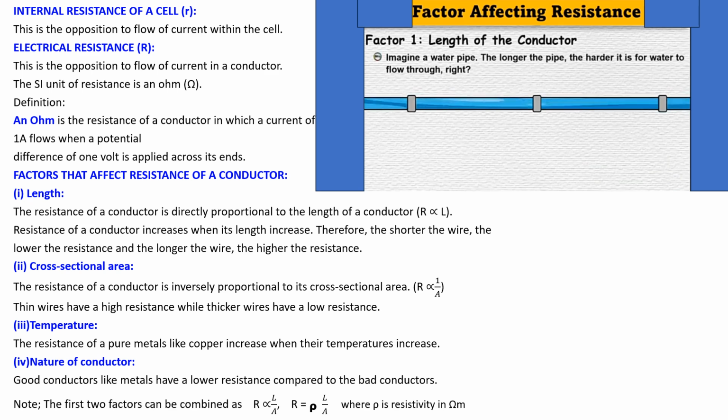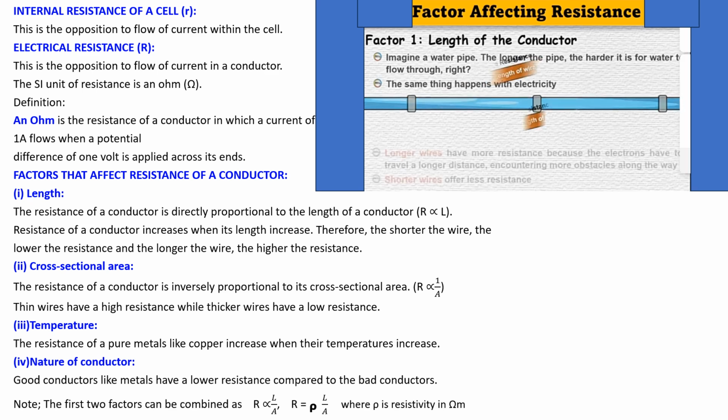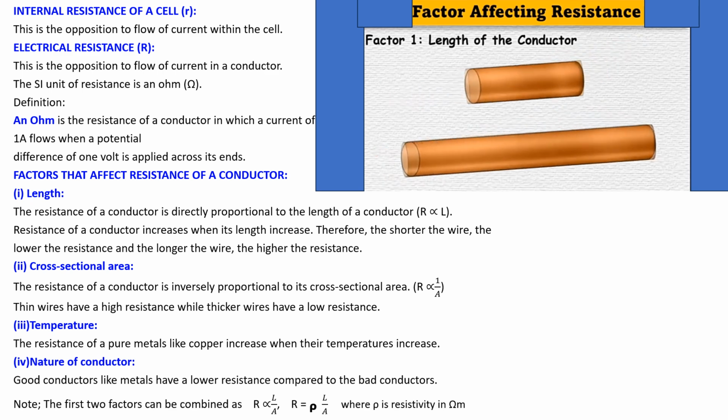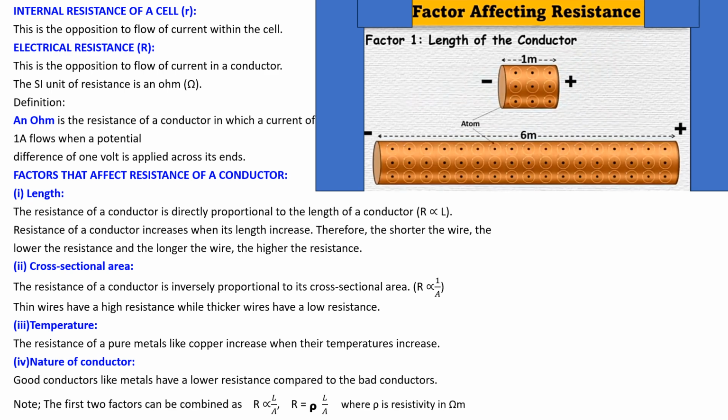So imagine a water pipe. The longer the pipe, the harder it is for water to flow through, right? That's true. The same thing happens with electricity. More resistance, less distance: the longer the wire, the more resistance, because electrons have to travel a longer distance, and the shorter wire has less resistance because electrons have to travel a shorter distance.